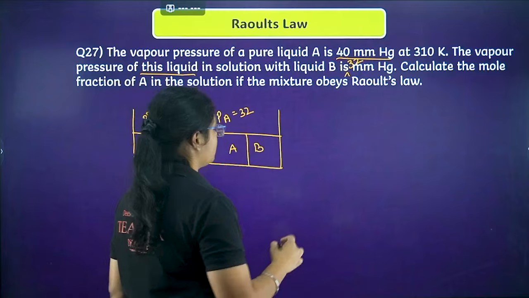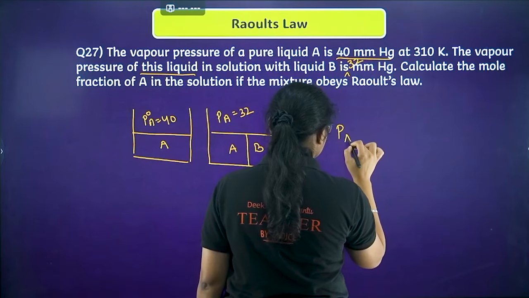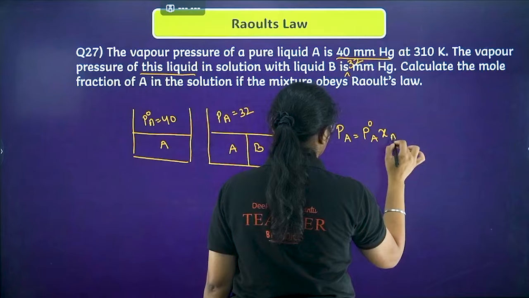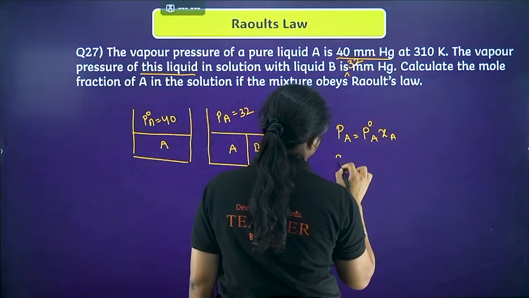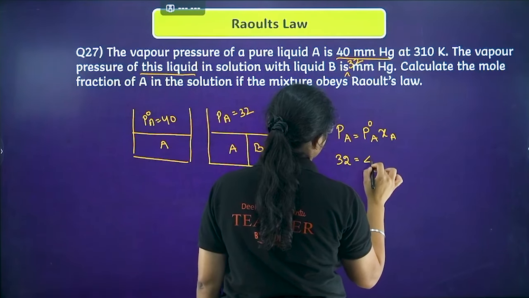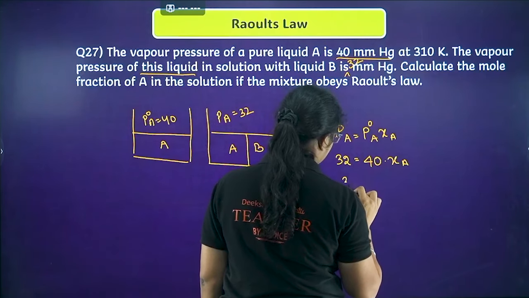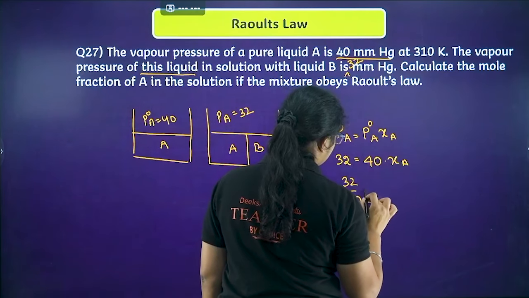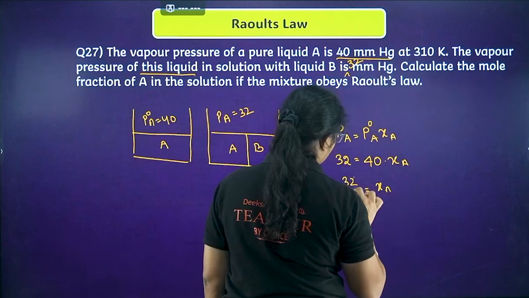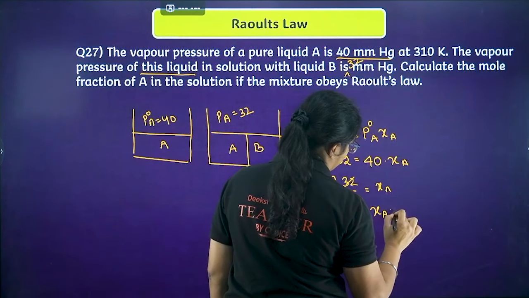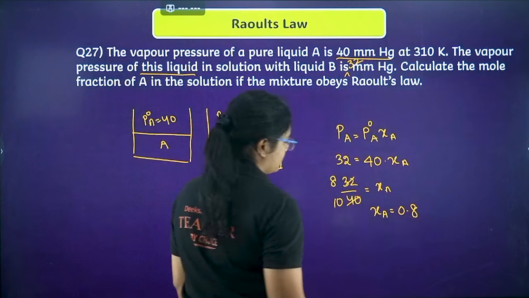So what is the formula here? PA is equal to P naught A XA. PA is 32 and P naught A is 40 into XA. So 32 by 40 is equal to XA. So 4 eights are 32, 4 tens are 40, and XA is equal to 0.8. Okay, clear?